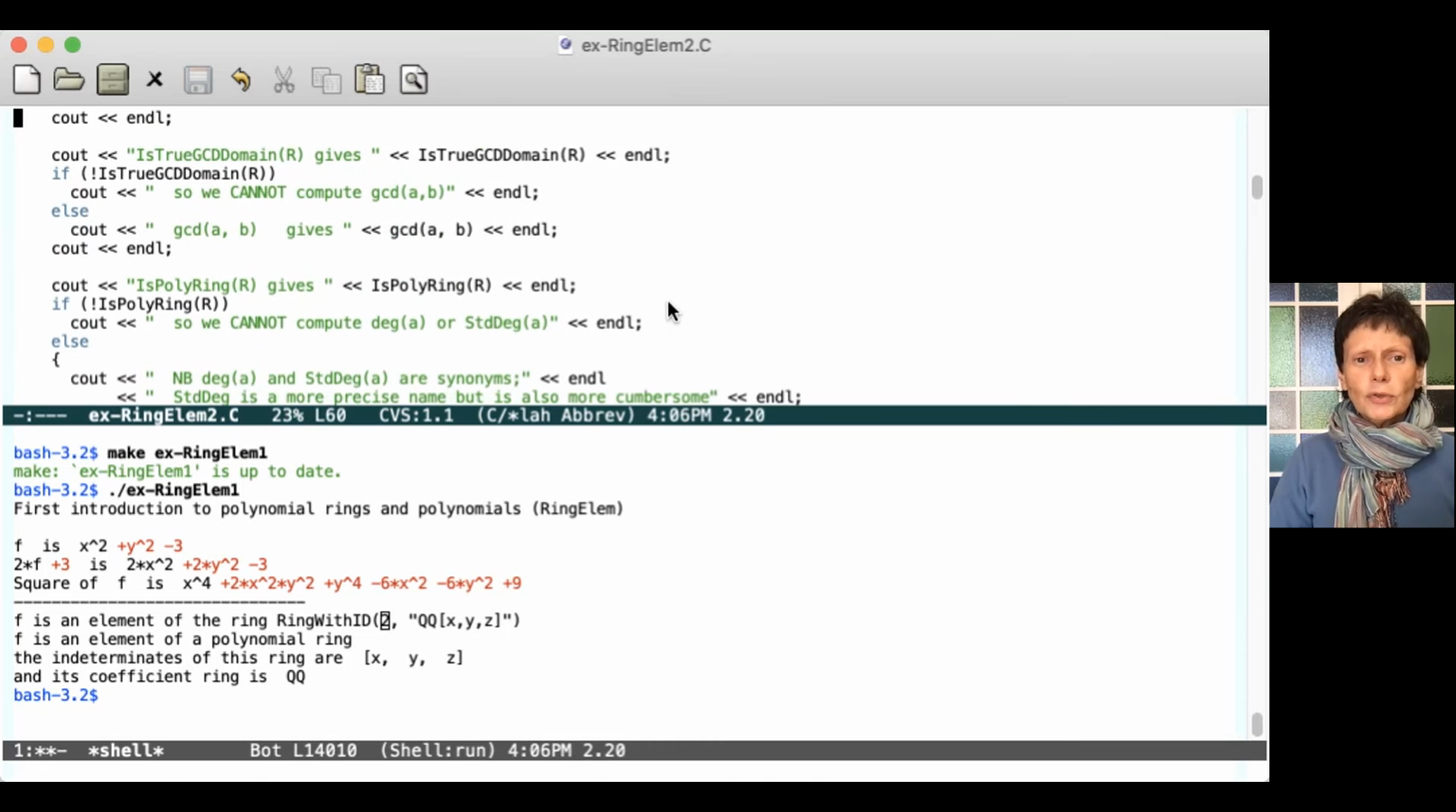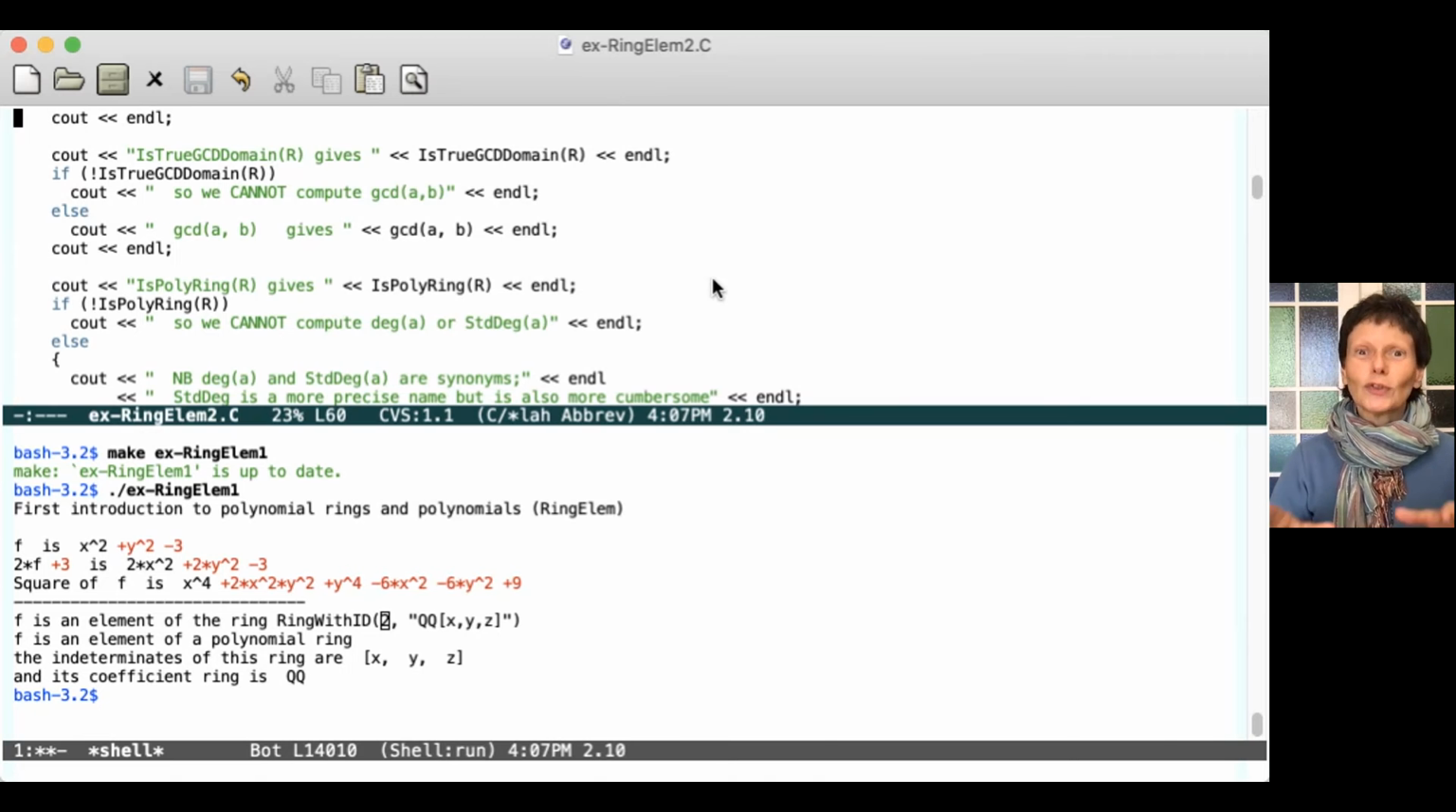If it is a true GCD domain, what does it mean? That mathematically we don't know if it is a GCD domain, a domain where the GCD is defined. If it is built as a GCD domain, like the polynomial ring, then it is a true GCD domain. If it is a true GCD domain, if there is a function computing the GCD implemented in CoCoALib.